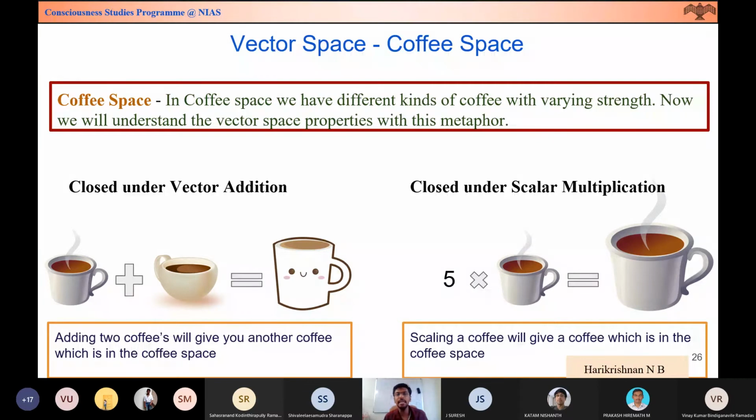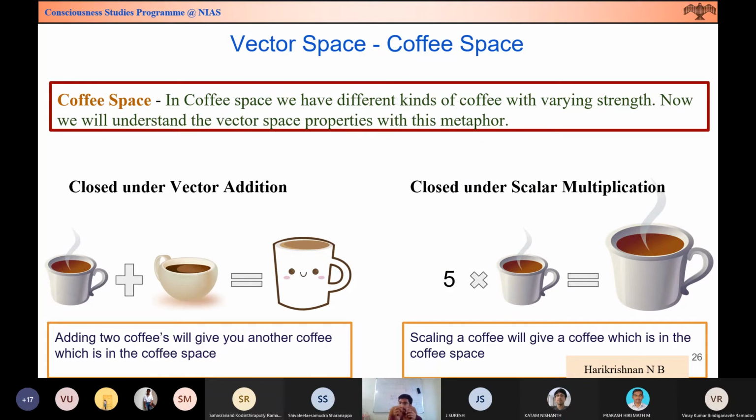Now, what is meant by closed under scalar multiplication? If I take a coffee in a cup, and I scale the cup by, let's say, 5 units, now I have a larger cup. Still the coffee is the same, right? I get the same coffee. The coffee is still in that space, in the coffee space. I will not get something different.